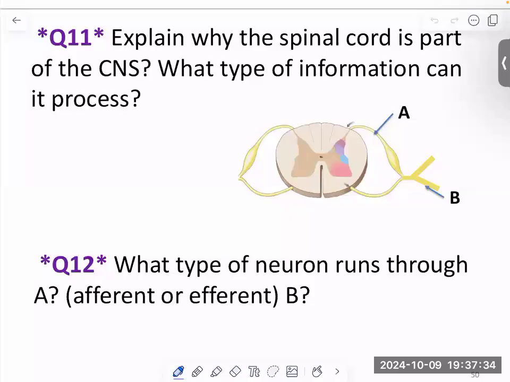All right, this is where we ended up last week, right here. This is where we wrapped up. And I asked you to explain why the spinal cord is considered part of the central nervous system. The answer really is in what type of information it processes. It makes the decisions for which type of responses.